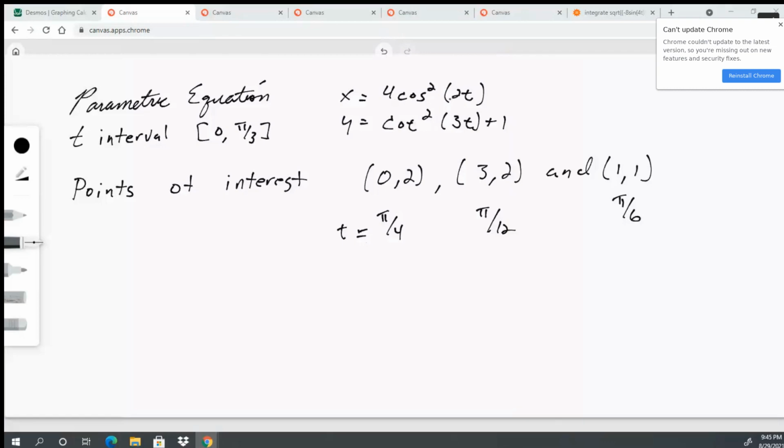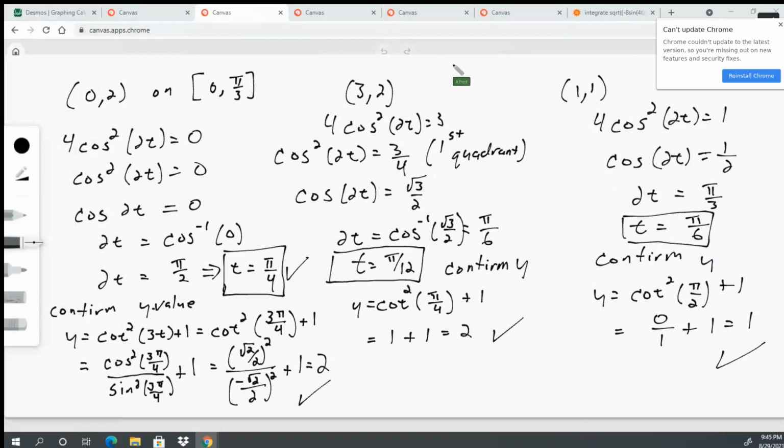x equals 4 cosine squared 2t, y equals cotangent squared 3t plus 1 on the interval t equals 0 to pi over 3. Our points of interest are (0, 2), (3, 2), and (1, 1). We're trying to find the area under the curve between (0, 2) and (3, 2), and the arc length between (0, 2) and (1, 1). The corresponding t's for each of these 3 points are pi over 4, pi over 12, and pi over 6. Okay, I'm looking at this problem here.